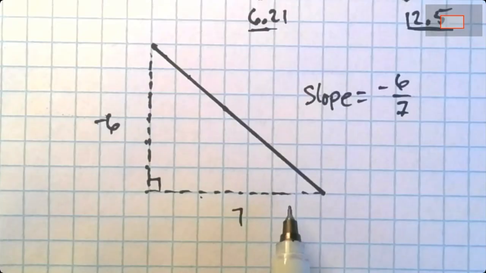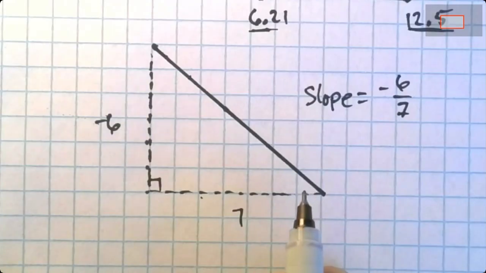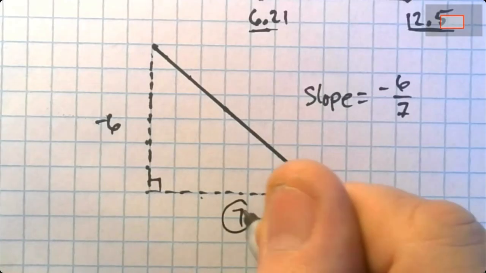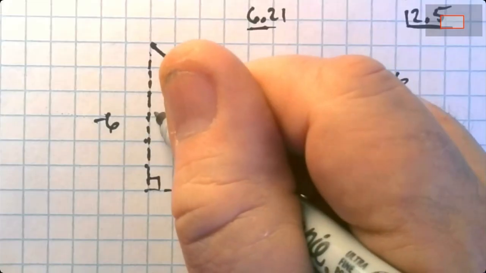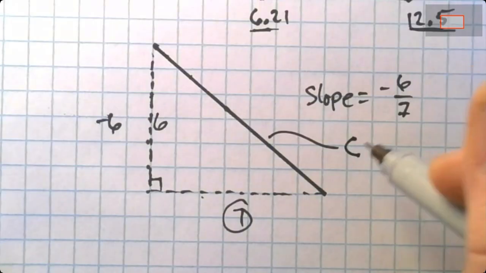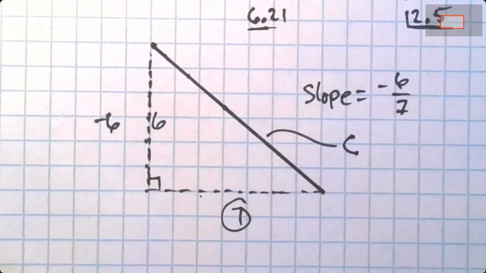But I'm interested in the length of this, right? So if I'm trying to find the length of this, I just say, look, the length of this leg is 7. This was down 6 from here to here, but the length of that leg is 6. So what I have here is an opportunity to find C, the hypotenuse of this right triangle. And I'm just plugging things into the Pythagorean theorem.